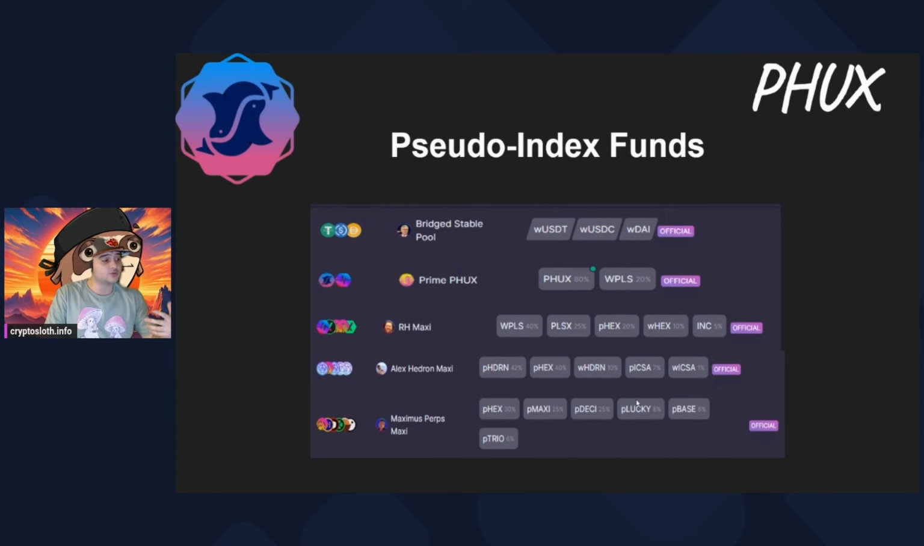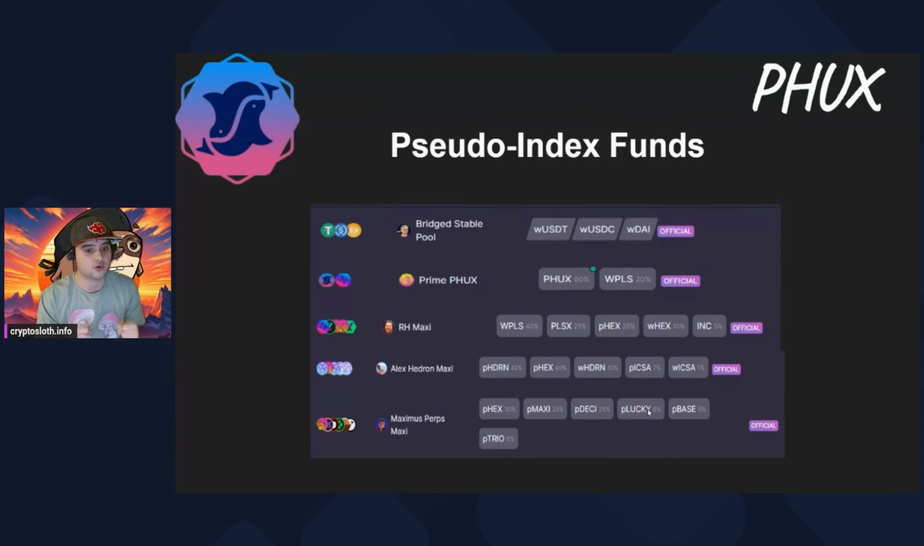So now you can swap between any of these tokens, and the order efficiency is proportional to the amount of liquidity in them. Say there's $500,000 of liquidity total across all of these assets. It might have been split up into multiple liquidity pools with $5,000, $15,000, $20,000 of liquidity. But with this Maximus Perps Maxi pool, you're able to conglomerate all of that liquidity into one singular pool, so that the order execution efficiency is at its maximum across these different tokens.